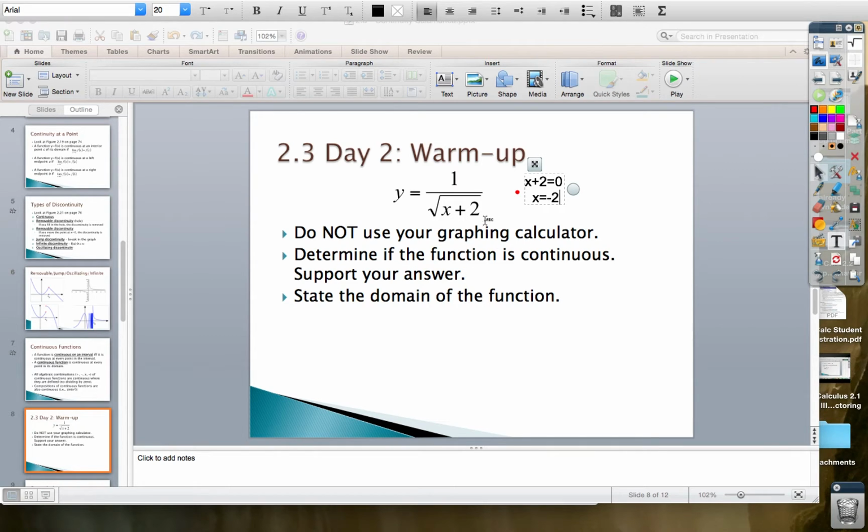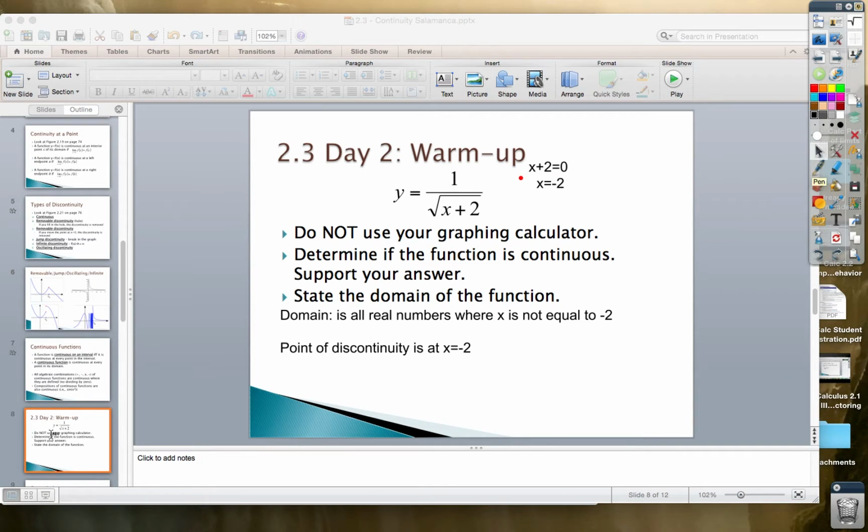So we could say that the domain is all real numbers where x is not equal to -2. So this is our domain. And also our point of discontinuity is at x equals -2. So notice all we did there is we solved the denominator for x. So let's move on.